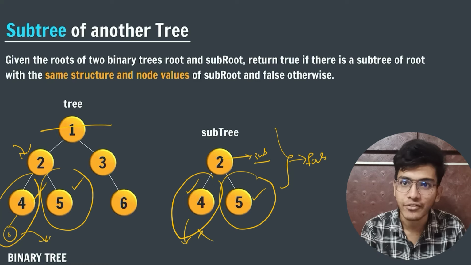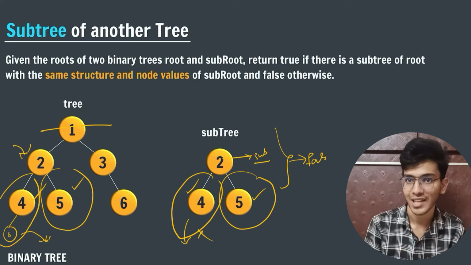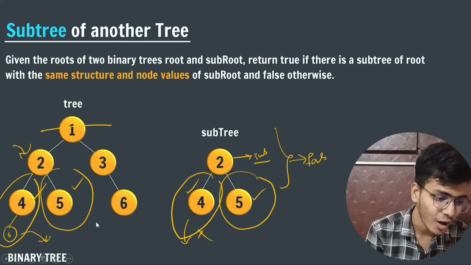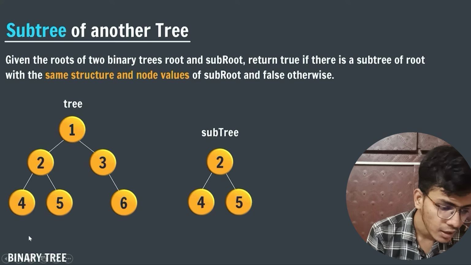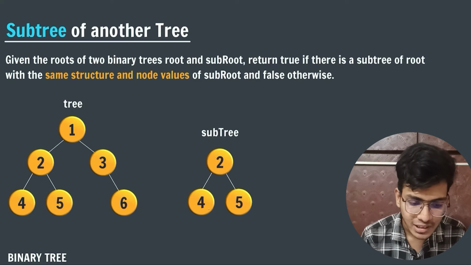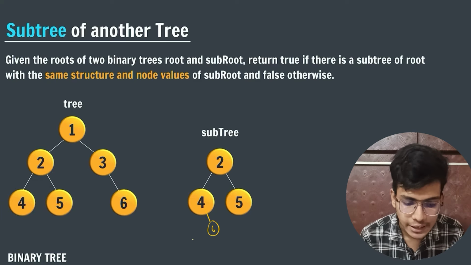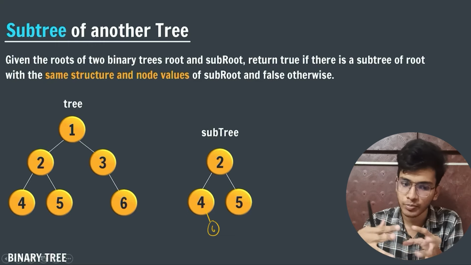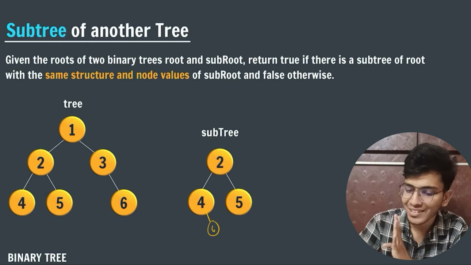There is a structural difference in these two trees. I hope you got the thing. Now I can take another variation also, that let's say that here I am having some node 6 here, right? On the right side of my tree I'm having some node 6.